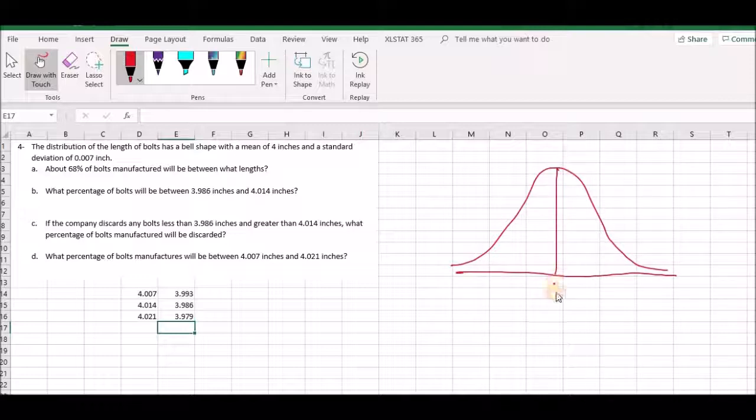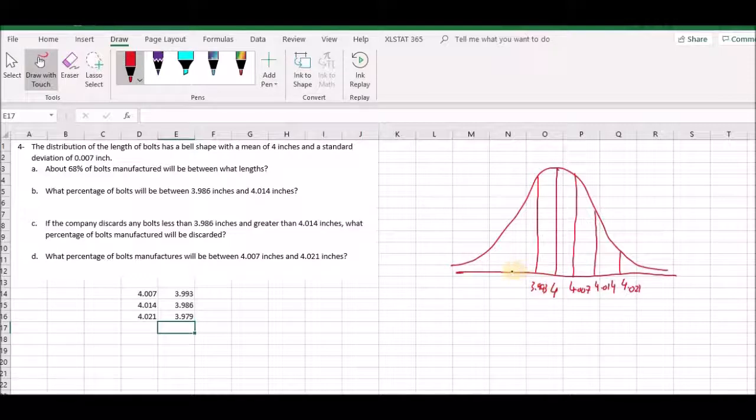That is 4. And then the empirical rule adds standard deviations to the mean. So if I add 1 standard deviation to the mean, I will get to 4.007. And then if I add another standard deviation to that number, I will get 4.014. And then if I add one more standard deviation, I'm going to get to the number 4.021.